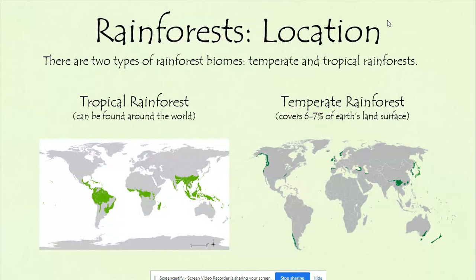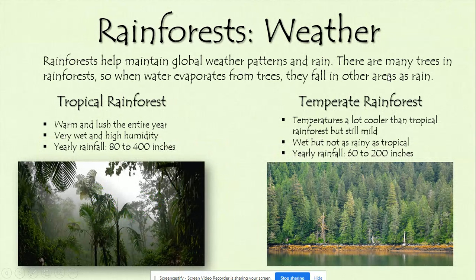So the rainforest, there are two types of rainforest. There's the temperate and tropical rainforest. So the tropical rainforest can be found around the world. The temperate rainforest covers 6 to 7% of Earth's land surface. So the rainforest, the two types, you've got different kind of weather.